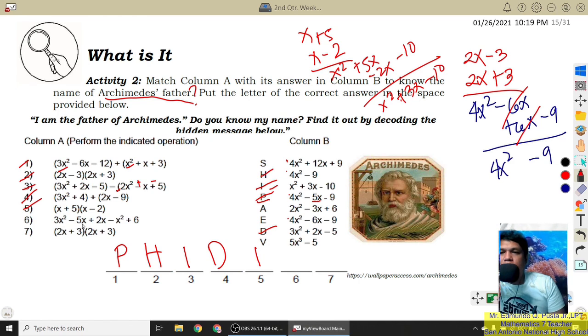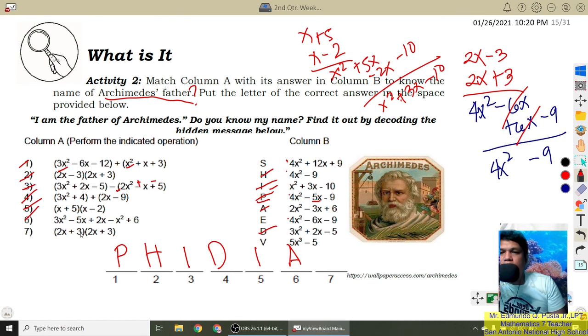Okay. 3x squared minus 5x plus 2x minus x squared plus 6. So 3x squared minus x squared, we have 2x squared. Alin dyan na may 2x squared? Ayan, mayroon na A. Okay, and the last one. Three x squared plus 2x, 2x squared. Ayan, tama tayo.